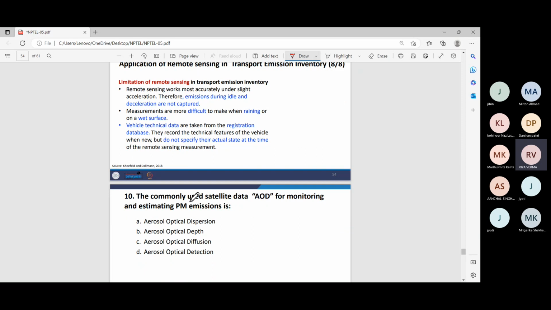Now, the next question: the commonly used satellite data AOD for monitoring and estimating particulate matter emissions, what is this term called? AOD: aerosol optical dispersion, aerosol optical depth, aerosol optical diffusion, or aerosol optical detection. What will it be? Anyone? Option B, aerosol optical depth. Yes, it will be aerosol optical depth.